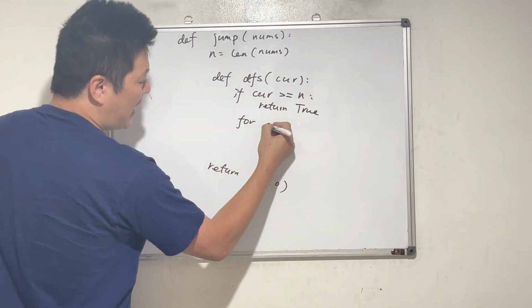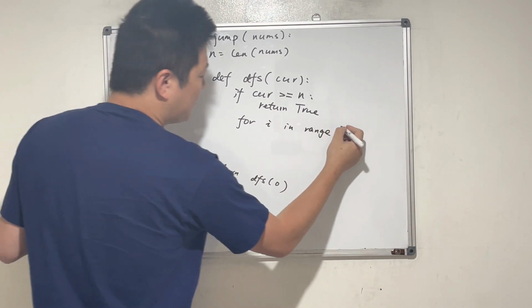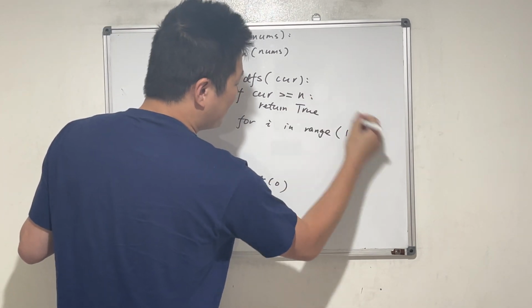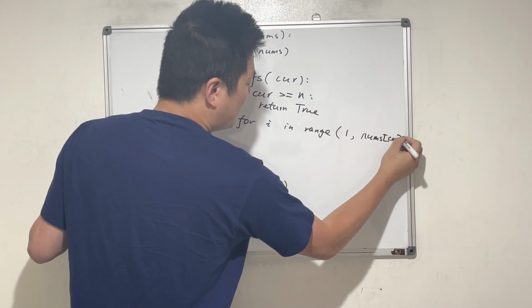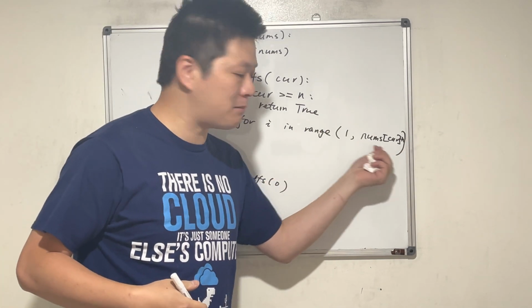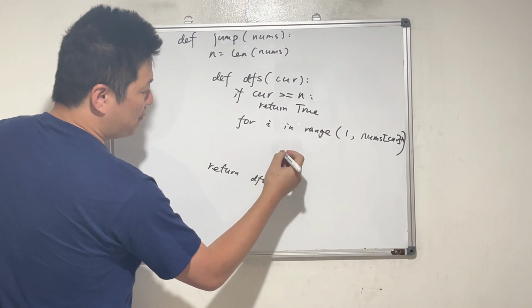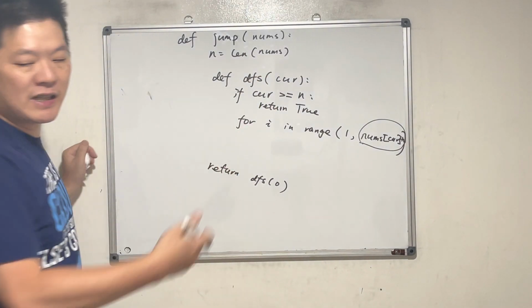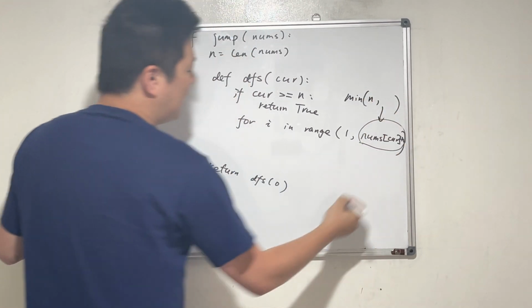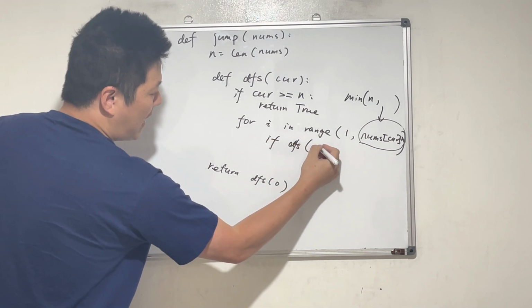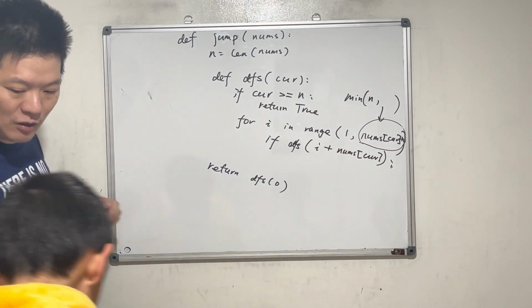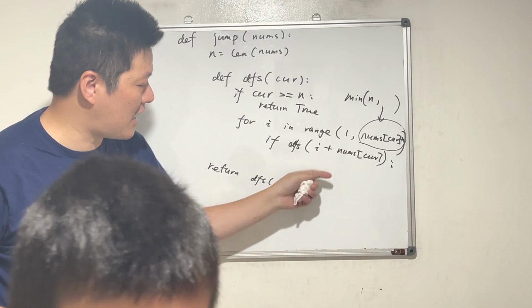Now we can do this for i in range, starting from 1 to nums[current] plus 1, because from the current position we can jump 1 step forward, two steps forward, up to nums[current]. Obviously, if this is over the boundary, we need to restrict it, so we replace this with min of n and this number. And now we can say if dfs(i plus nums)... this is a dfs, if we can reach from this current position.